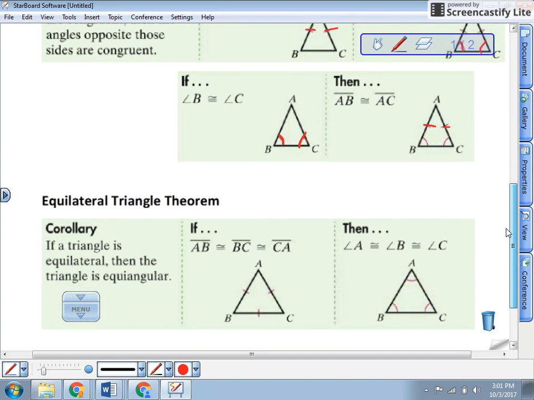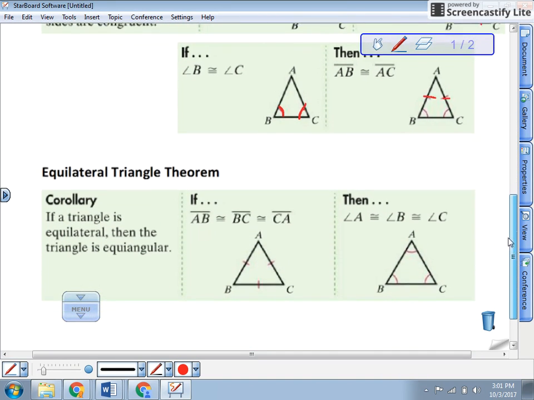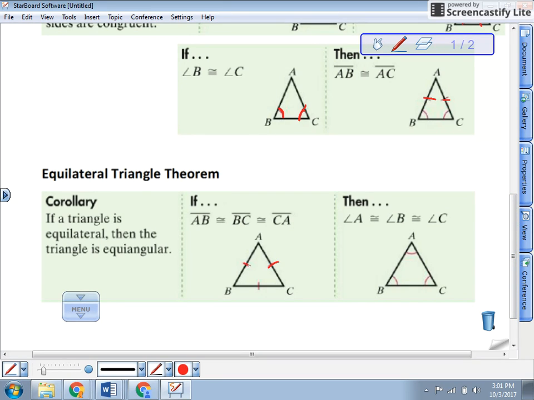And then the equilateral triangle theorem, very similar. Now, if you know that not only are two sides, but all three sides are the same, then all three angles are going to be the same. And we know that all the angles in a triangle add up to 180. So we just divide 180 by 3. Every equilateral triangle has 60-degree angles. All those angles are going to be 60 degrees based off what we know about our triangle properties.